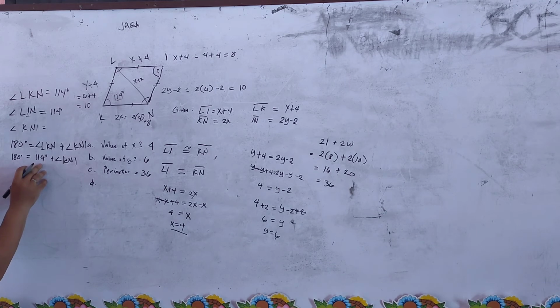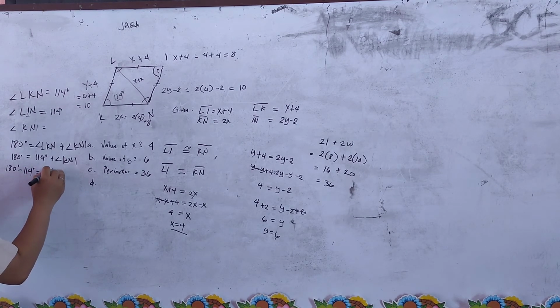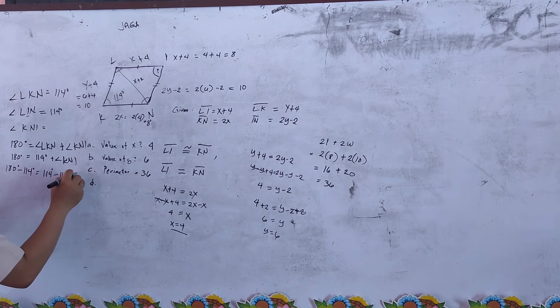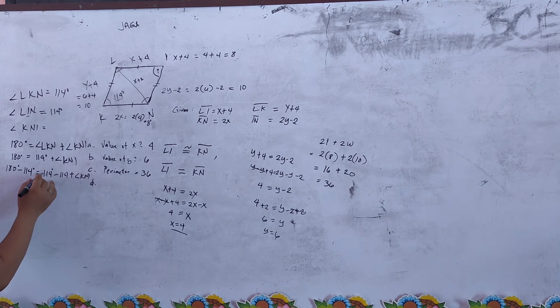Following these steps. Titingnan mo muna kung anong process na nangyari. Di ba, addition? So, isasubtract natin on both sides, no? Kung addition, isasubtract na natin. 180 minus 114 equals to 114 minus 114 plus K and I. So, this is 0. No? So, matitira sa atin is yung angle K and I equals to 180 minus 114.